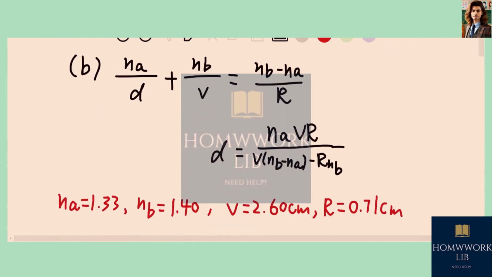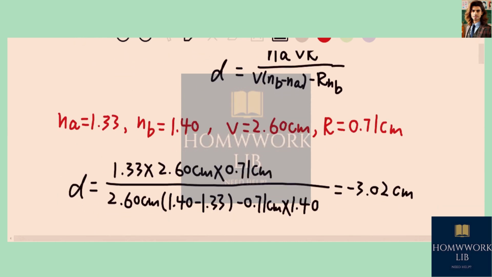So therefore we have D is equal to NA times V R over V times NB minus NA, and then minus R and B. If we plug in these values back into the equation, we have the object distance is equal to negative 3.02 centimeter, okay? And the negative sign here means that the object for the cornea must be 3.02 centimeter behind the cornea. So the negative sign here doesn't mean the value is negative, it just means the direction, okay?